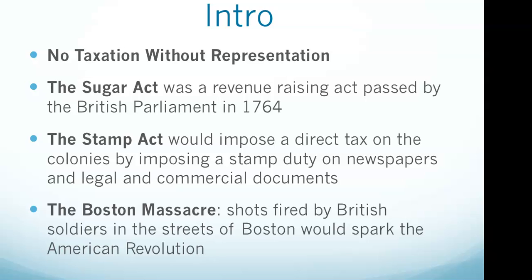And then the Sugar Act was a revenue raising act passed by British Parliament in 1764. This increased the colonists' concerns about the intent of Parliament and continued the growth of what would become the American Revolution. That's a very important one to know, the Sugar Act, followed by the Stamp Act, which would come a year later, 1765, and impose a direct tax on the colonies by imposing a stamp duty on newspapers and legal and commercial documents. So it was a direct tax.